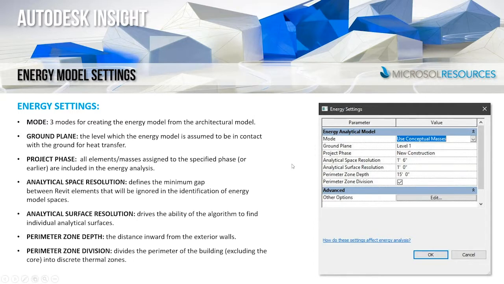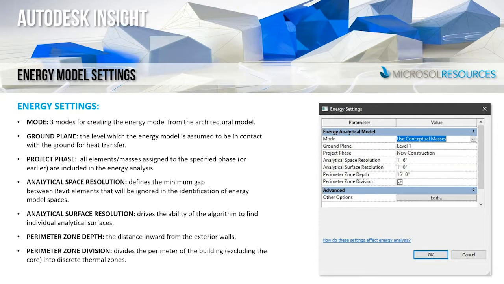The ground plane setting here specifies the level at which the energy model surface is assumed to be in contact with the ground for heat transfer. So I want to make a note on that. If you have a building where the ground floor is partially underground, for example, built into a slope, for the sake of argument, you would use the level with the most exposure as the ground plane, as the differences in the resulting energy analysis are typically fairly minor. So really, it's whatever comes in contact with the ground for heat transfer.